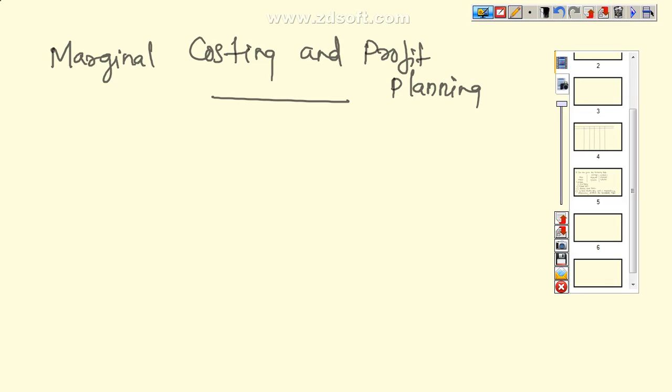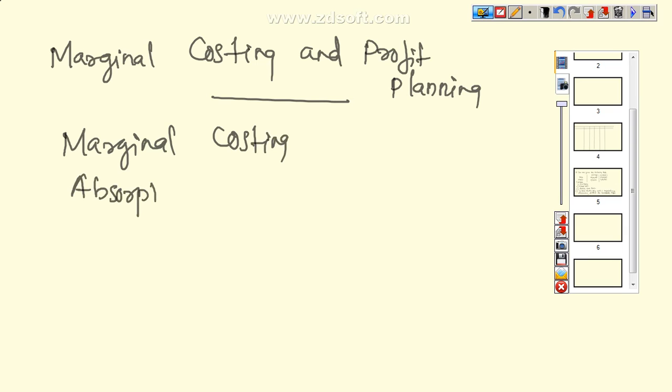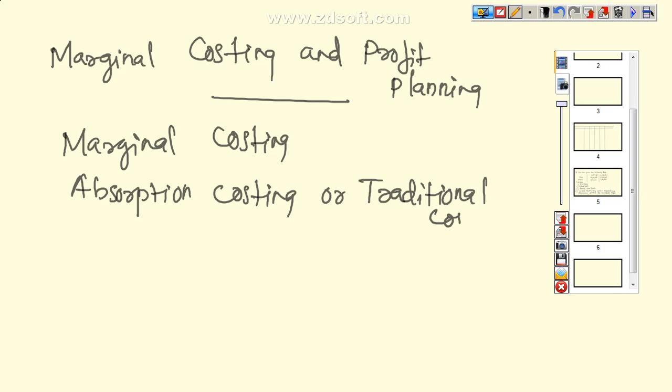The chapter name is Marginal Costing and Profit Planning. There are two concepts involved. One is marginal costing, second one absorption costing. Absorption costing is also known as traditional costing, or it is also known as full cost method.